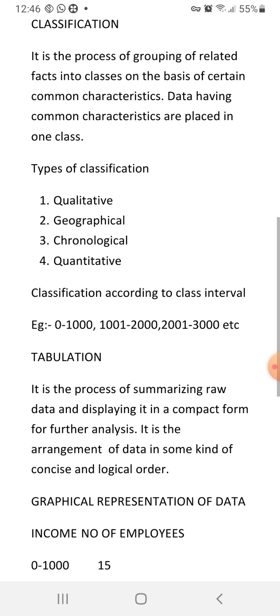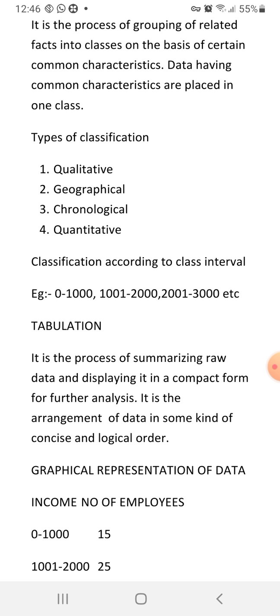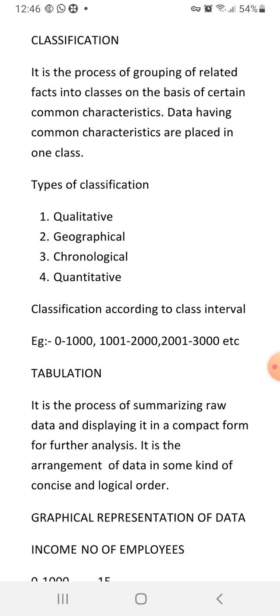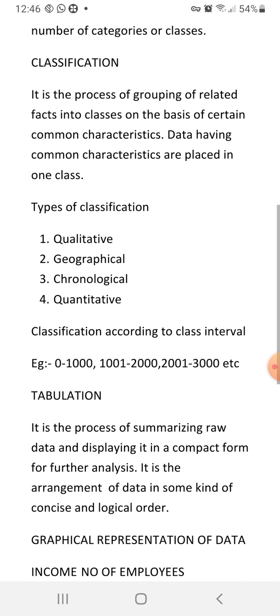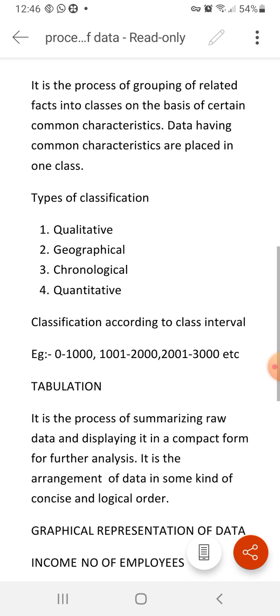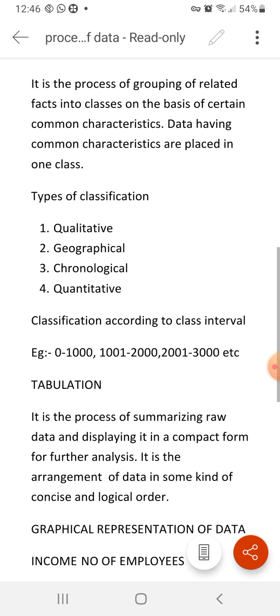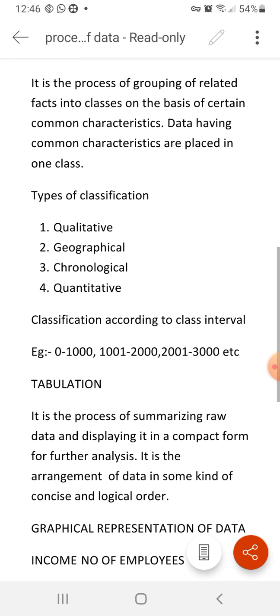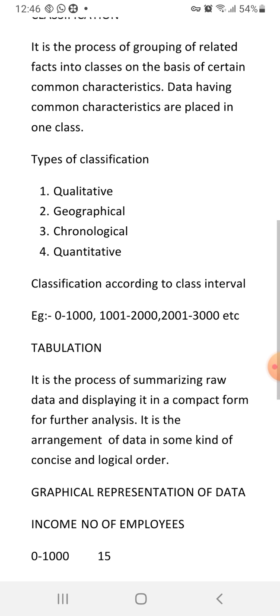The chronological order. Chronological means on the basis of periods. When we are collecting information regarding the starting of certain companies, year of starting of certain companies, then we classify into some chronological order from 2000 and 2010 to 2020. We are making two classifications, 2000 to 2010 and 2011 to 2020. There are two categories.